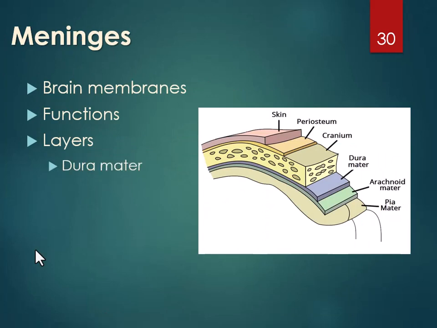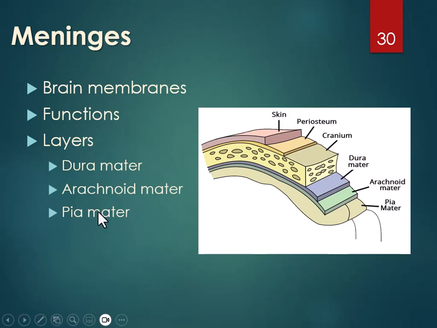Again, it functions to kind of hold the brain to the skull. Between the arachnoid and the pia mater, these are the three layers, that's where the cerebrospinal fluid is. So that cushions and nourishes the brain. So these membranes are both protective and nourishing.